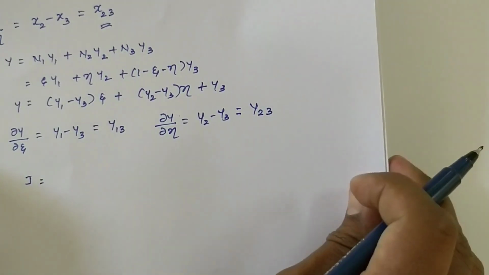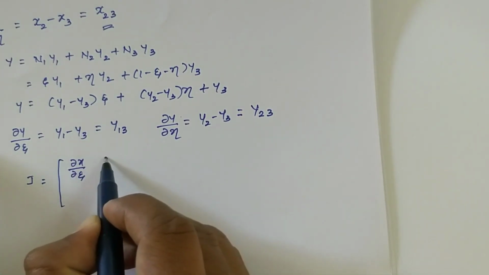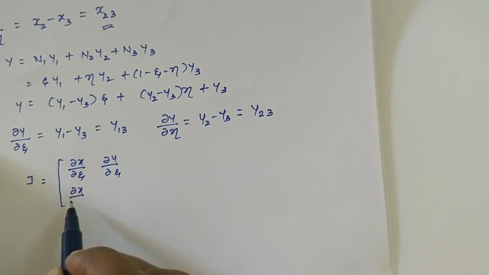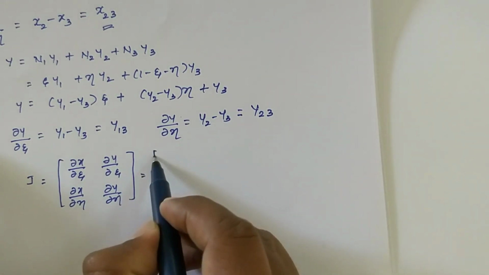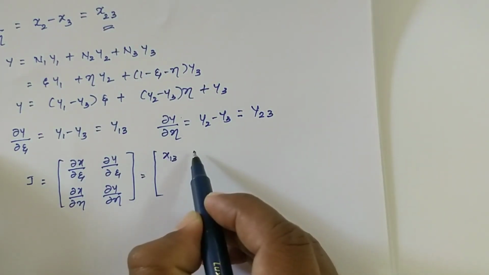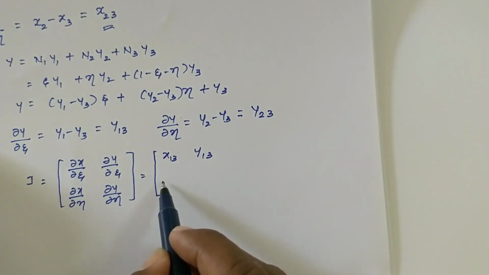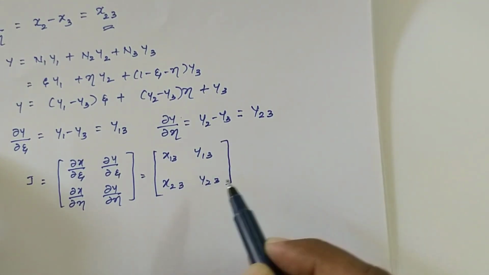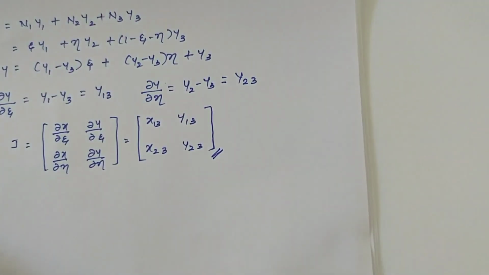So J is equal to ∂x/∂zeta, ∂y/∂zeta, ∂x/∂eta, ∂y/∂eta. Now this can be represented like this. ∂x/∂zeta is x13, ∂y/∂zeta is y13, ∂x/∂eta is x23 and y23. So this is the J matrix, relating natural coordinates and local coordinates.